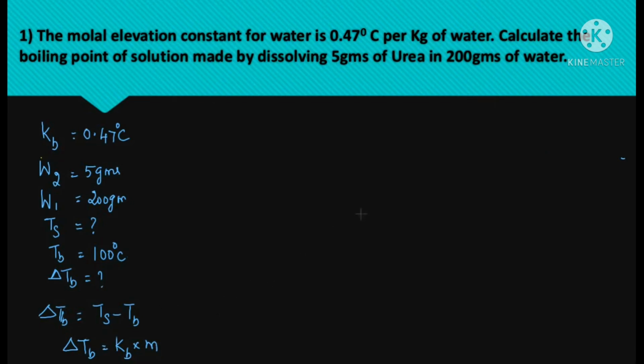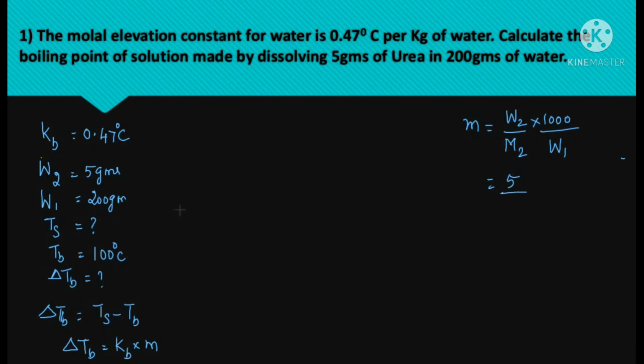So now we are going to calculate the molality of the solution. Molality is equal to weight of the solute by molecular weight of the solute into 1000 divided by the weight of the solvent. Why are we multiplying with 1000? Because the weight of the water is given in grams. Okay, so we are multiplying. Now substitute all the values and find out the answer.